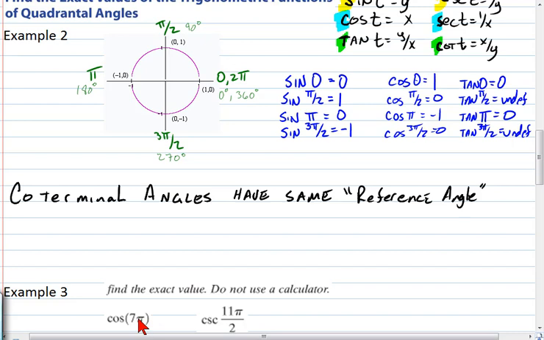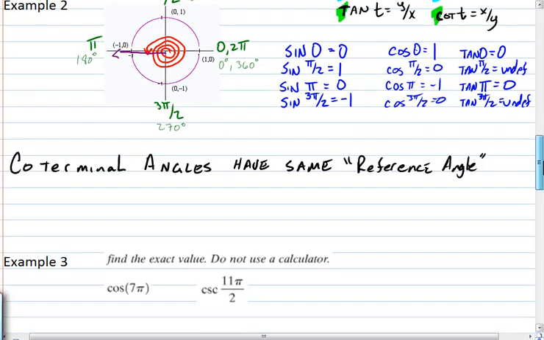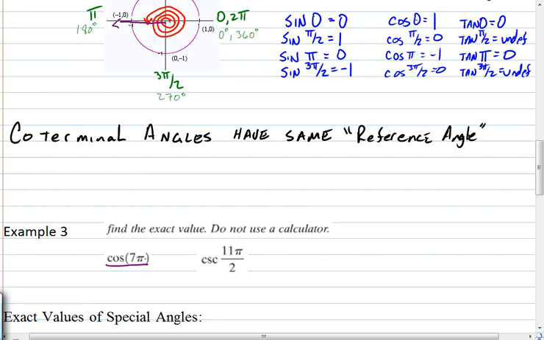So if we're looking at 7 pi, what it means is we always start out at the positive x-axis and we go around. There's 1 pi, 2 pi, 3 pi, 4 pi, 5 pi, 6 pi, 7 pi. 7 pi is coterminal to pi. Does that make sense? It stops at the same place that pi would stop. So right here, when I ask you to find cosine of 7 pi, this is coterminal to cosine pi. And look at this quadrant angle. What is cosine pi? Negative 1.